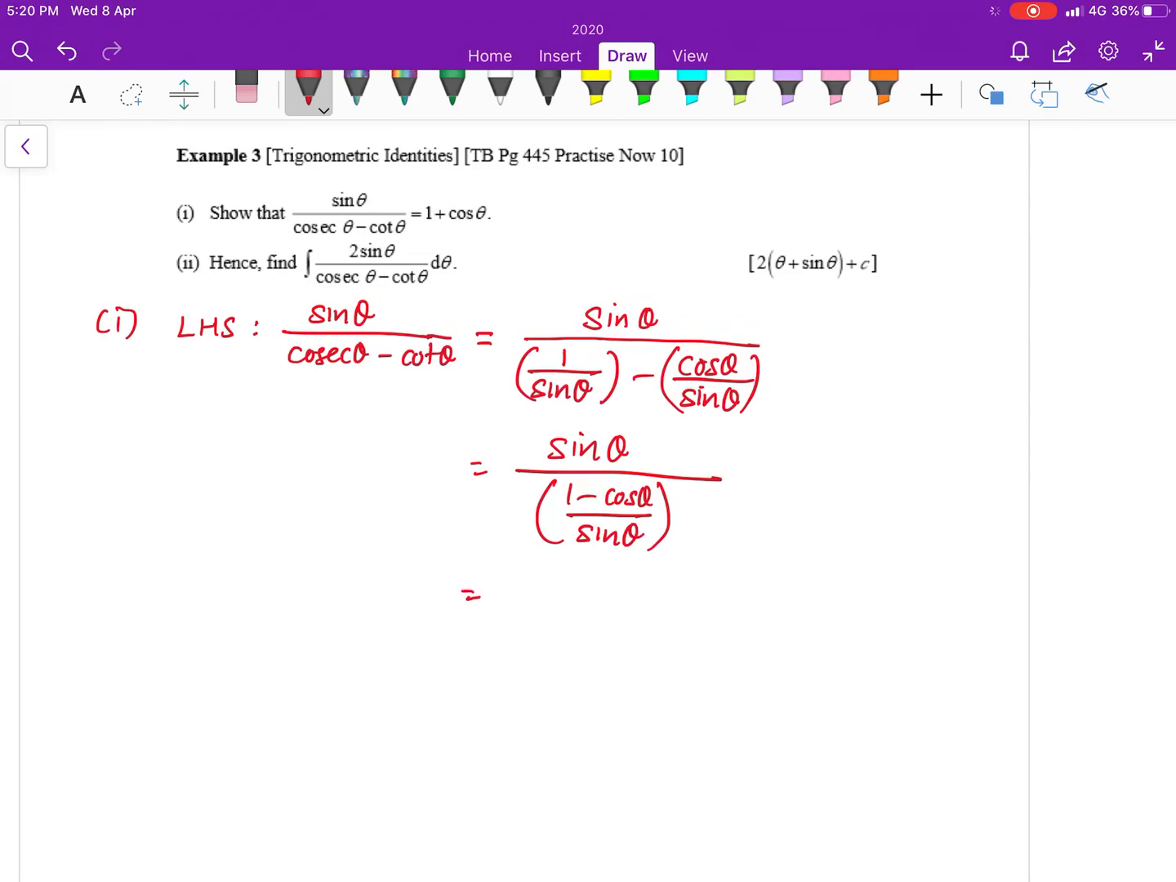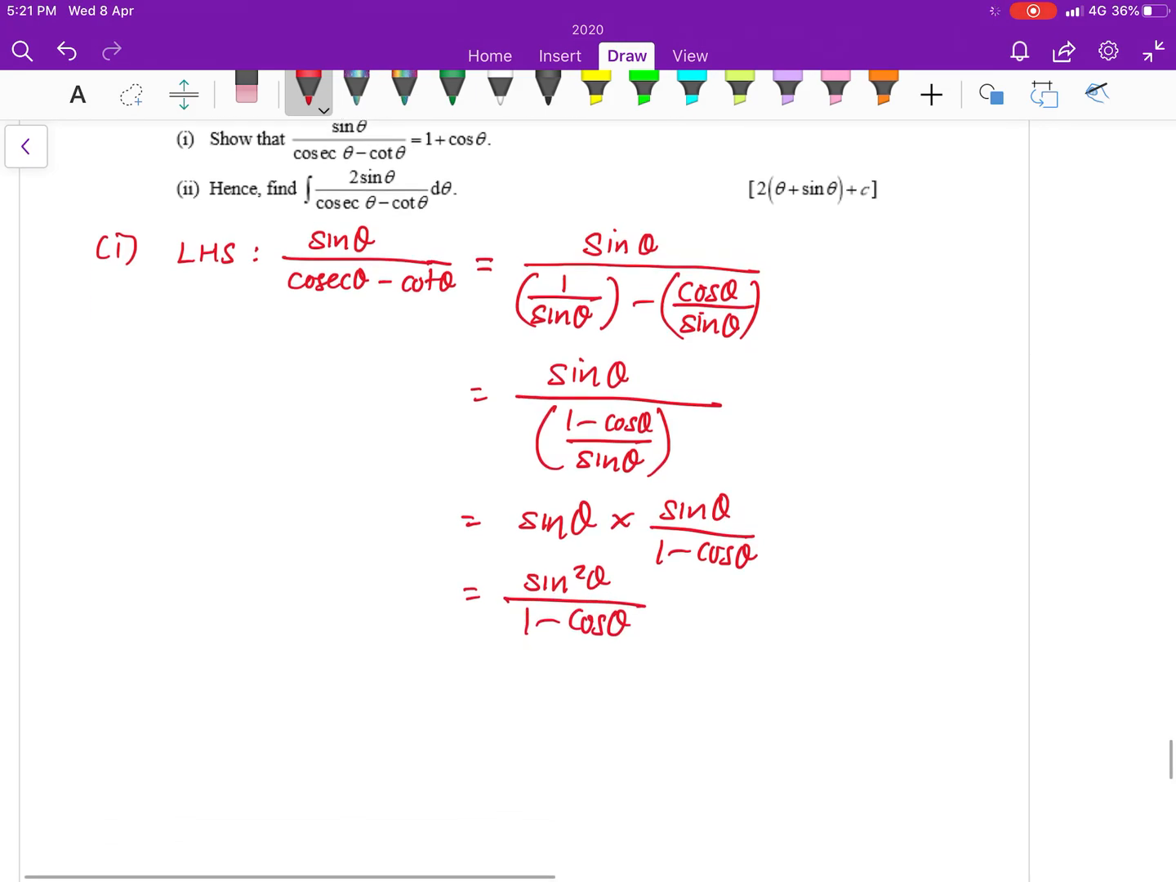So when sine theta is divided by a fraction, it means multiplying by the opposite, right? Sine theta divided by 1 minus cosine over sine means multiplying by sine theta over 1 minus cosine theta. Okay, this is what you learn in primary school and in sec 1, sec 2, lower sec. Keep change flip. When you divide by a fraction, you multiply by the opposite of the fraction. So I get sine square theta over 1 minus cosine theta.